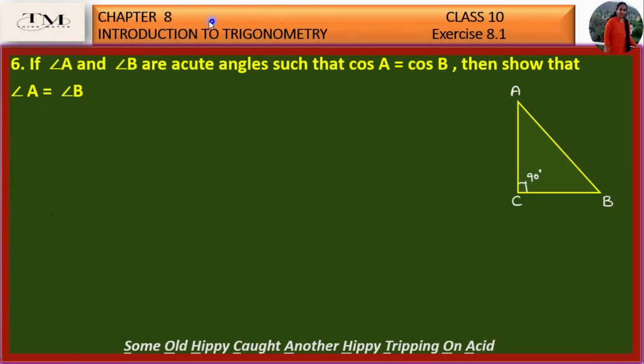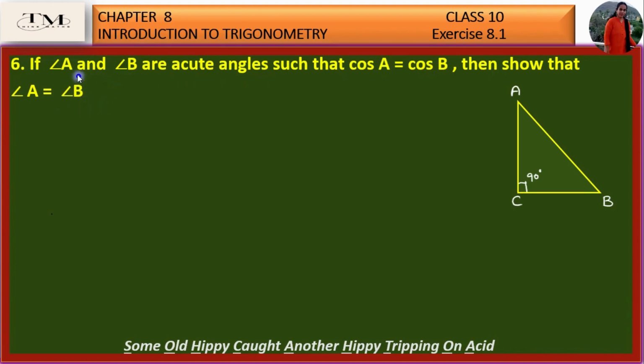We are in class 10 Maths, chapter 8, Introduction to Trigonometry. In this session, we are going to discuss problem numbers 6 to 10 from exercise 8.1. So first question: if angle A and angle B are acute angles such that cos A equal to cos B, then show that angle A is equal to angle B.